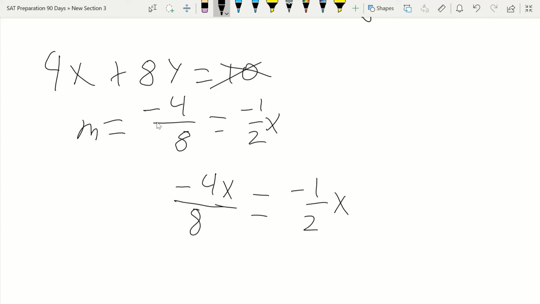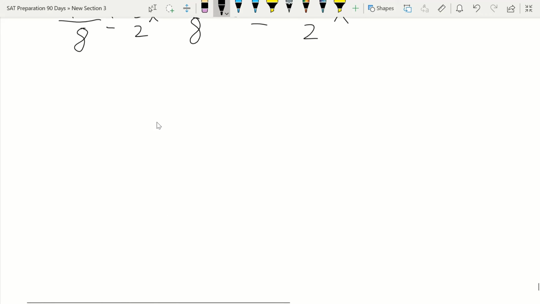Right, so if I need to solve for my slope, all I have to do is take the negative of whatever my x coefficient is, so in this case it's 4x, and then divide by the coefficient in front of my y. So in that case it's 8, and then right here I can simplify down to negative 1/2 x. Alright, so the next thing that I want to show you is if you were asked for the perpendicular line to a certain line.